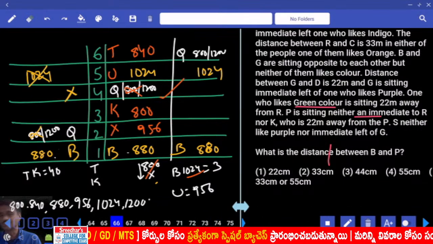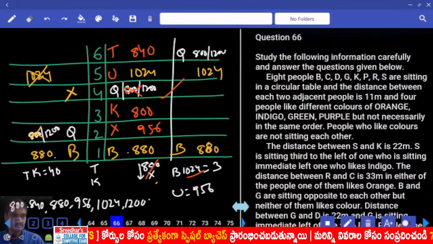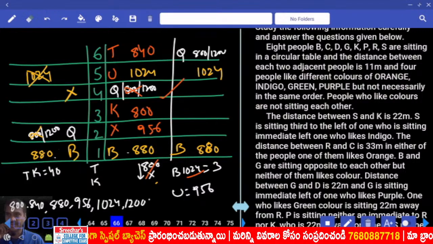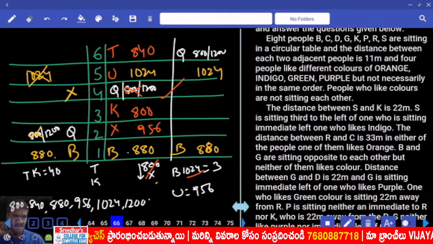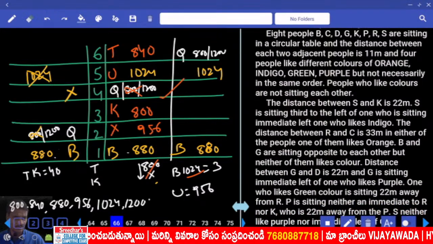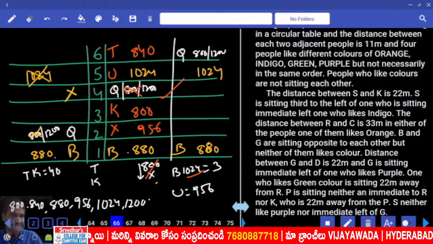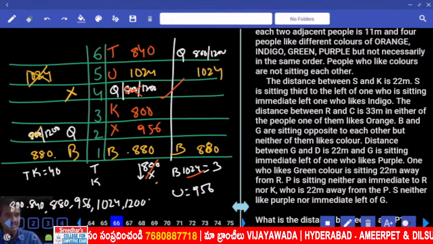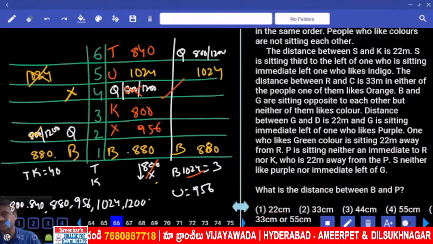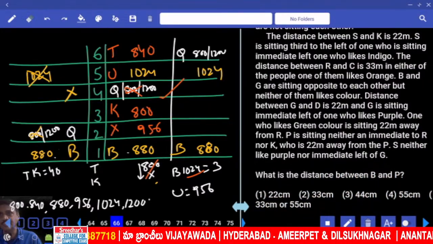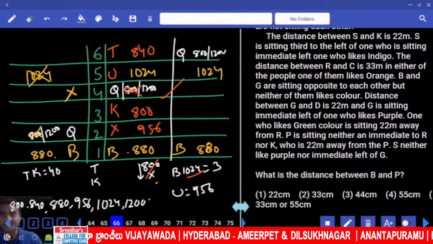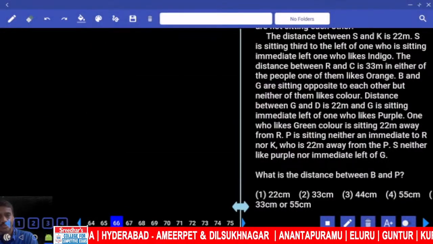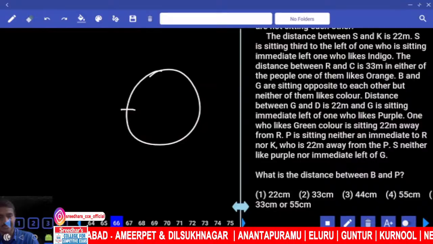Now in this 66 to 70, 8 people were seated around a circular table, and the distance between 2 adjacent people is 11 meters. And there are 4 people who like different colors, and people who like colors are not sitting next to each other. That means people who like colors are seated at alternate places. Clear? They were seated at alternate places.